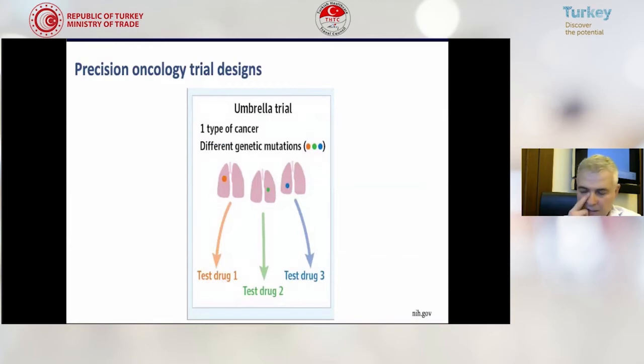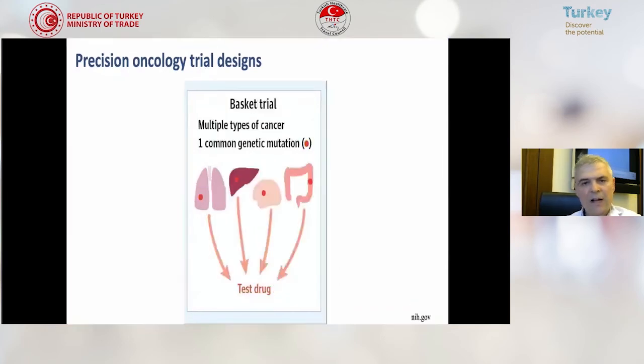So we have different kinds of trials running at MEDIPOL at the moment, of course, in different areas of the world. An umbrella trial is an important trial. In one type of cancer, we can detect different kinds of mutations, and we can test several drugs at the same time in the same trial. Another is called a basket trial: multiple types of cancer can be tested simultaneously if there is one common genetic mutation, and we can test one single drug.